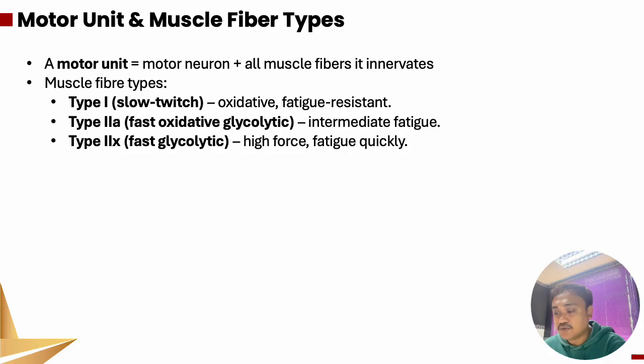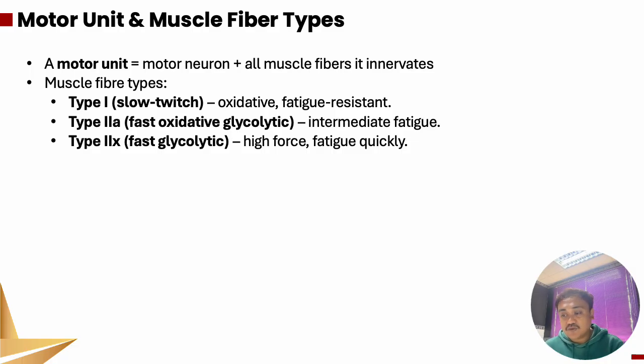Okay, now if you refer to the diagram here, you can see that not all fibers are the same. We've got three main types. We have type 1 or slow twitch fibers. These are endurance oriented. They use oxygen very efficiently and they don't fatigue easily, and are great for low intensity, long duration work like jogging or walking.